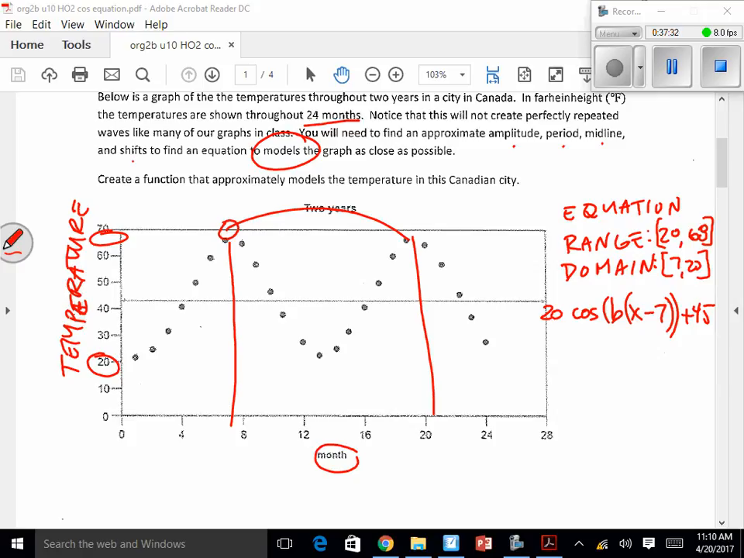All right, last time. Yes, they're going to ask you what it means. So, just the way you would say it out loud. In this case, the domain, the months that looked at the temperature, were from the 7th month to the 21st month. You wrote it in number form, but you're going to say what that meant. In short, the domain is the number of months that we looked at the temperature.